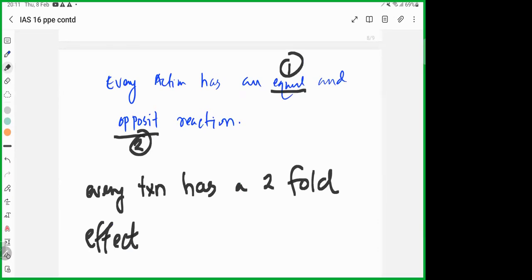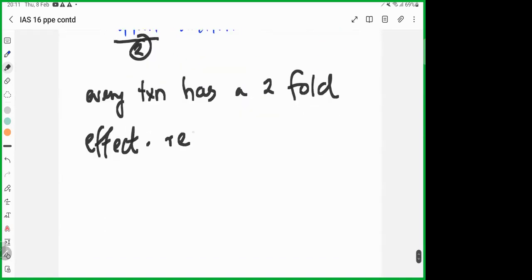Luca Pacioli said every transaction has a twofold effect. What are those? Receiving and losing. Every single transaction, you will have a receiving impact and a losing impact, which is debit and credit. That's what you're saying, I'll come to that. But what is the interpretation of that?